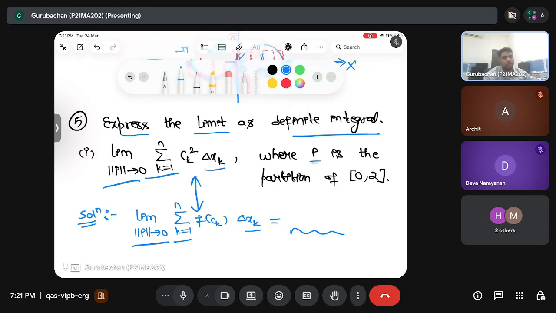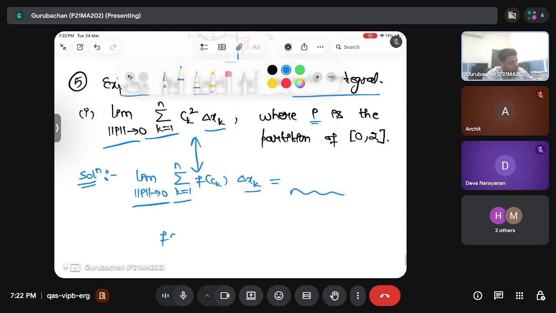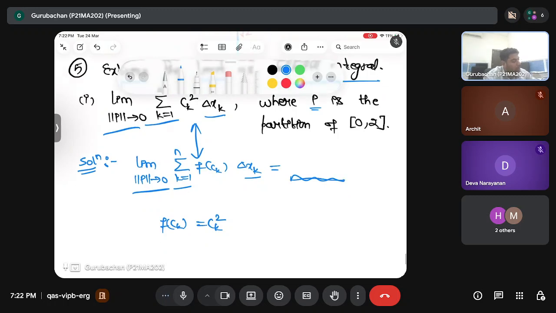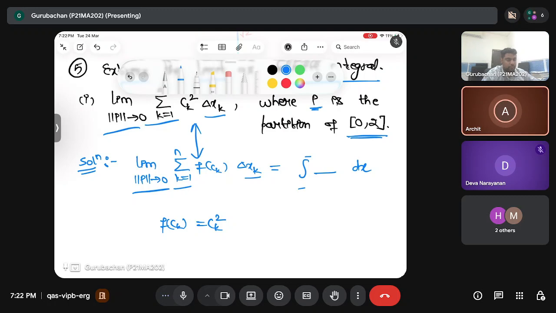f of ck. So what is f of ck? You can observe that ck square. Now quickly tell me what can be the integrand, the left hand value or right hand value. What will be the function into dx? P is the partition of which interval? 0 to 2. So what will be the integration limits? 0 to 2. Any doubt till yet?